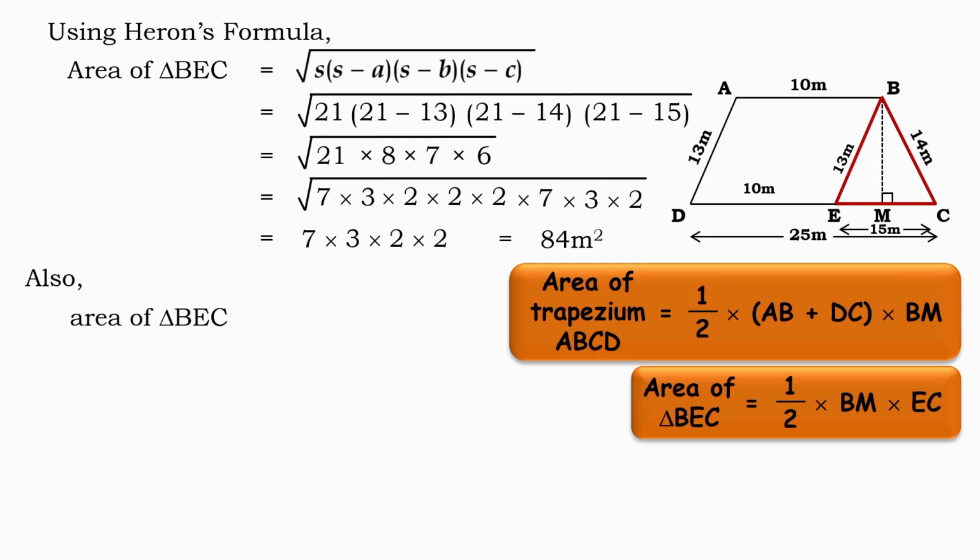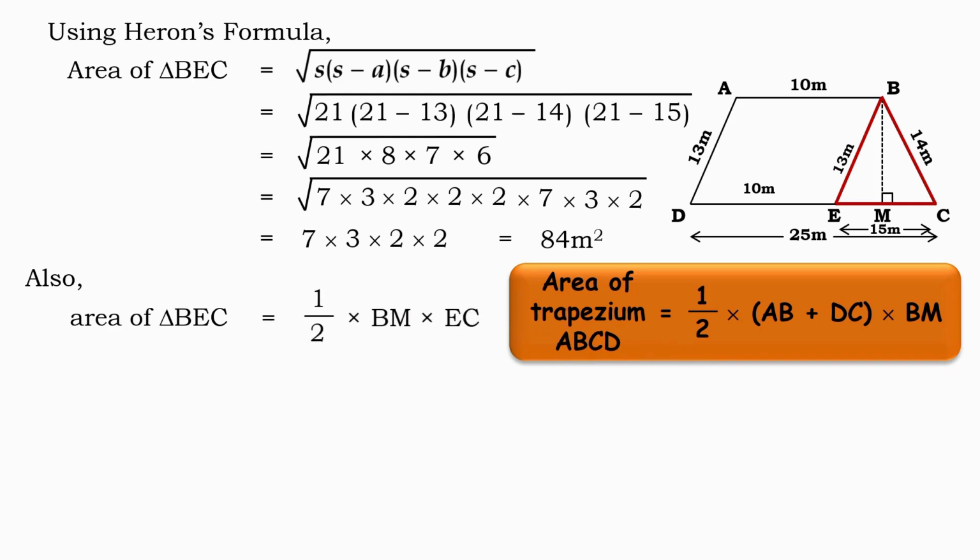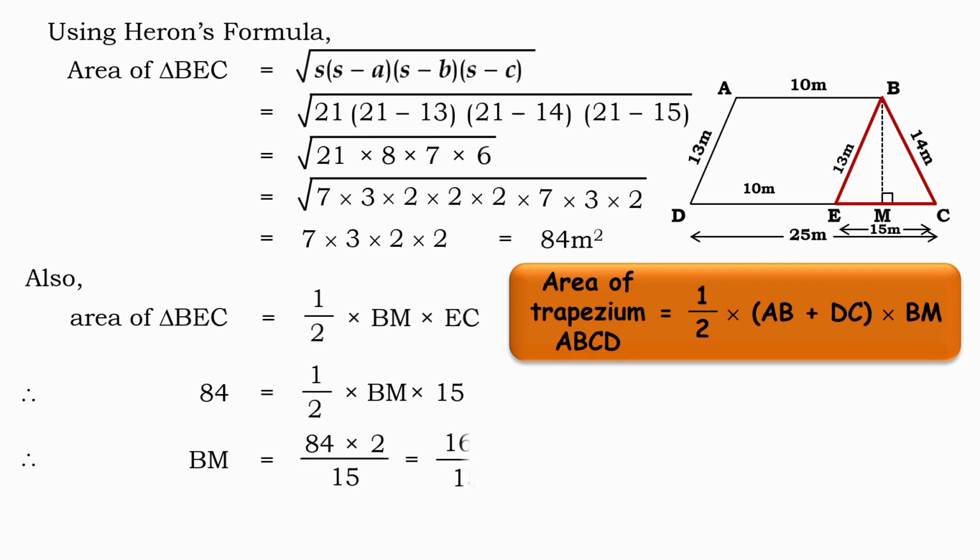Now area of triangle BEC is equal to half into BM into EC, that we also know. We know the value of EC but we don't know the value of BM, but we know the area. So just put the value of the area and also the value of EC. Then we get the value of BM. So BM will be 84 into 2 divided by 15. So 168 divided by 15, which is approximately 11.2 meter.